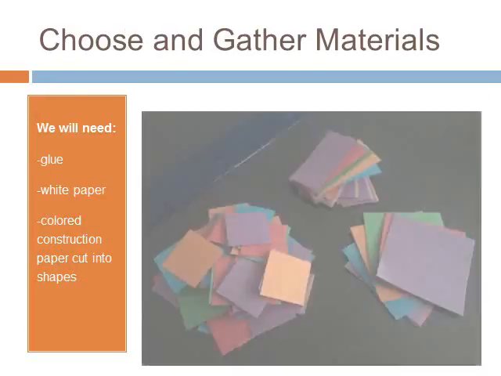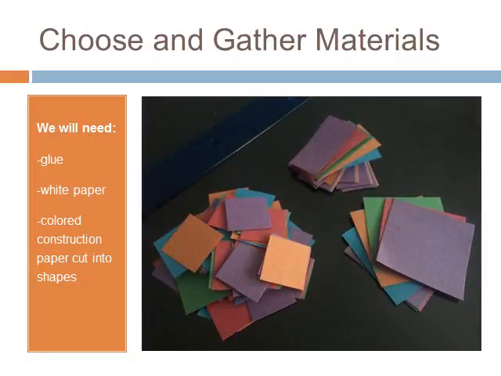First, an artist needs to decide on what materials they would like to use. Once they have decided, the artist gathers all of the materials needed to make their mosaic. We have already decided to use glue, white paper, and construction paper squares and rectangles to make our mosaics.